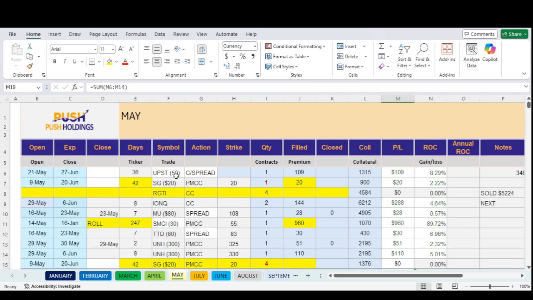Now, the first one is going to be Upstart. I did a calendar spread. Of course, I forgot to put a strike price here, and this is the amount of money I received. As you can see, I have not closed it yet because the expiration date is going to be June 27th.